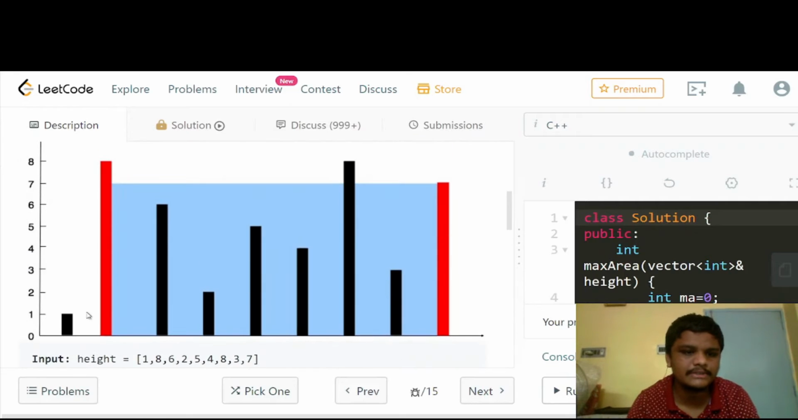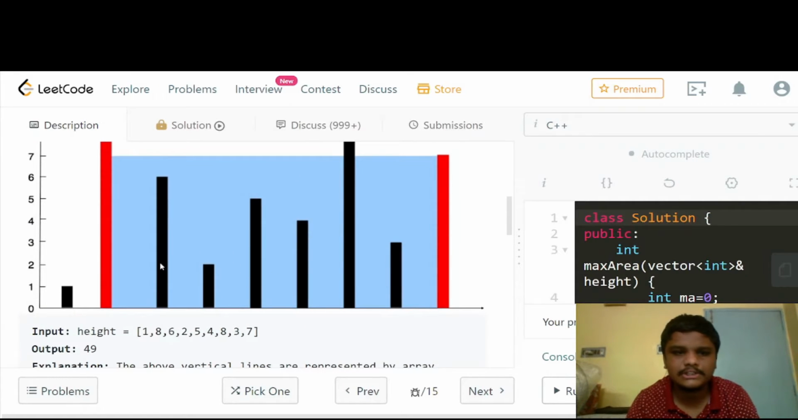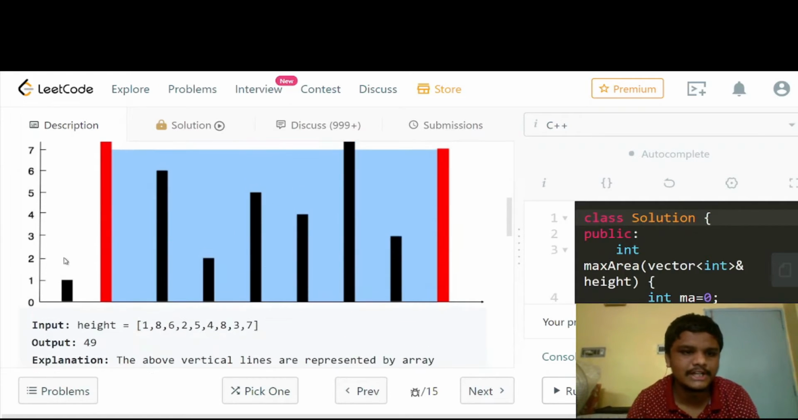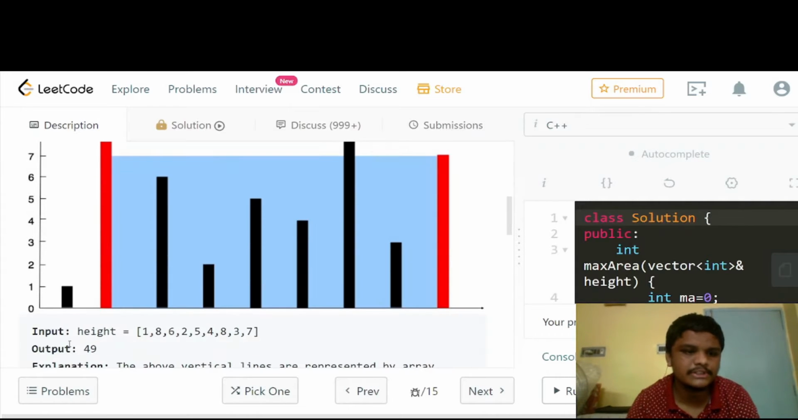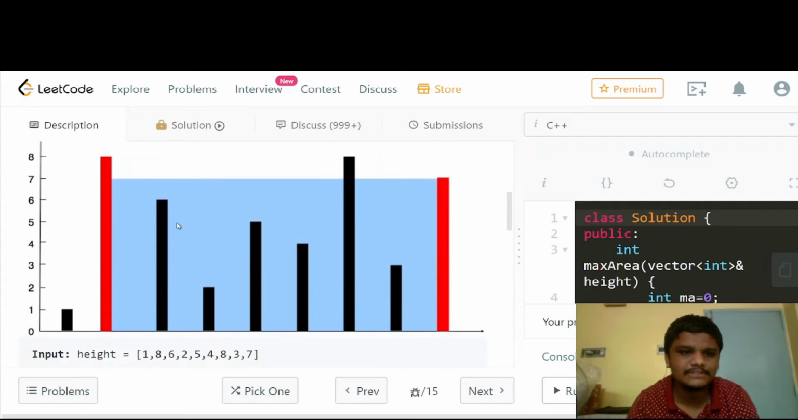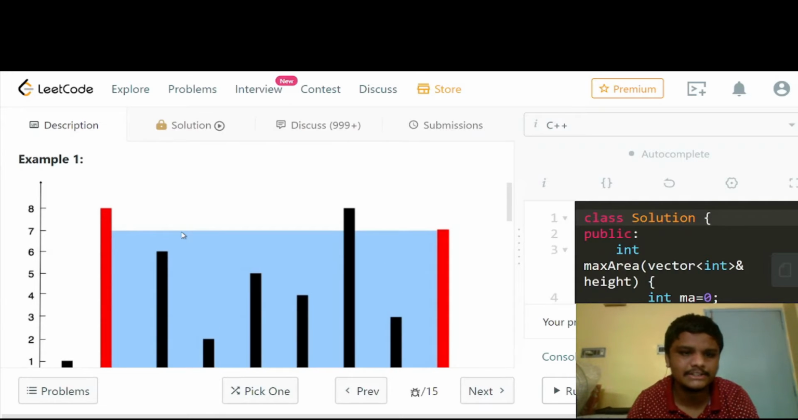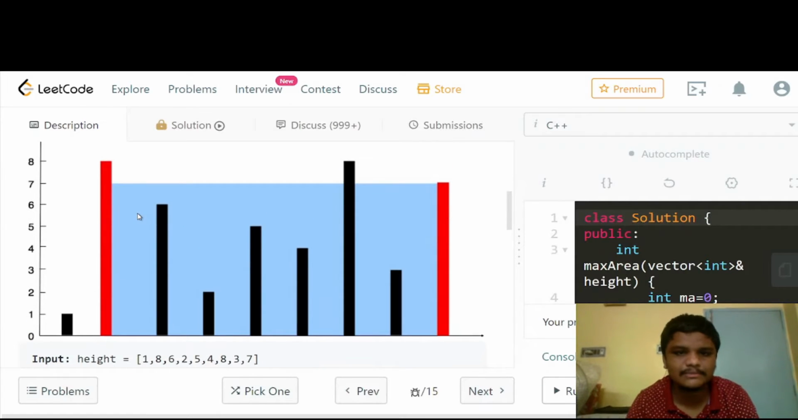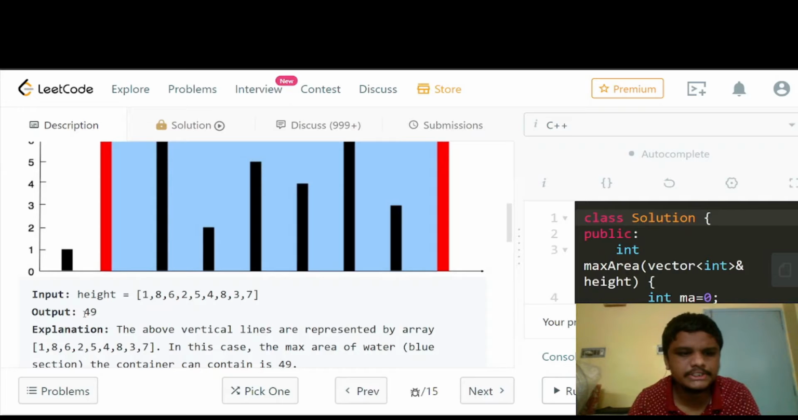Over here we are given a number of non-negative integers, and these non-negative integers denote the height of the lines. So let's take this example. We are given heights like 1, 8, 6, 2, 5, 4, 8, 3, 7. You can consider this height to be 1, this is 8, 6, 2, 5, 4, 8, 3 and 7. We need to find the area of the container which holds the maximum water. Over here you can see the answer is 49.